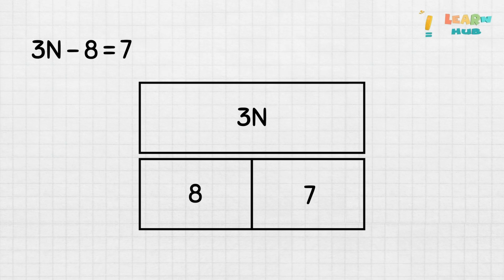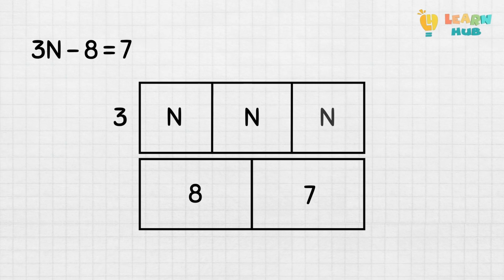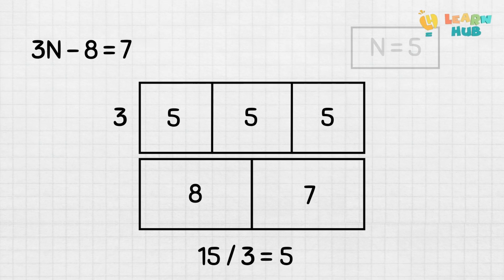This means that 3n is equivalent to 15. What do you think is the value of n? Dividing 3n into 3 equal portions, we can say that we shall divide 15 by 3, which will result to 5. n equals 5.